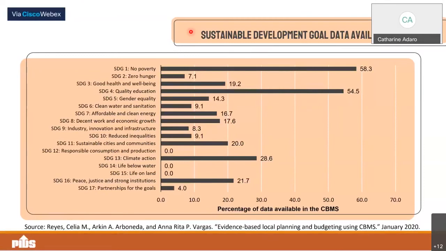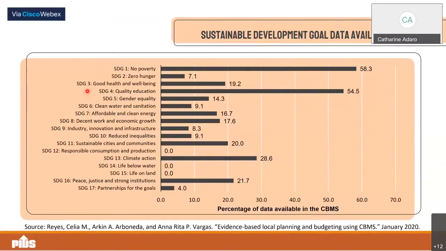The CBMS offers a huge potential in addressing these gaps in data availability and granularity in some indicators, particularly those that involve data encompassing different dimensions of poverty, which are also measured and monitored by the goals of the SDGs. Majority of the available data in the CBMS is concentrated on Goal 1, No Poverty, and Goal 4, Quality Education.